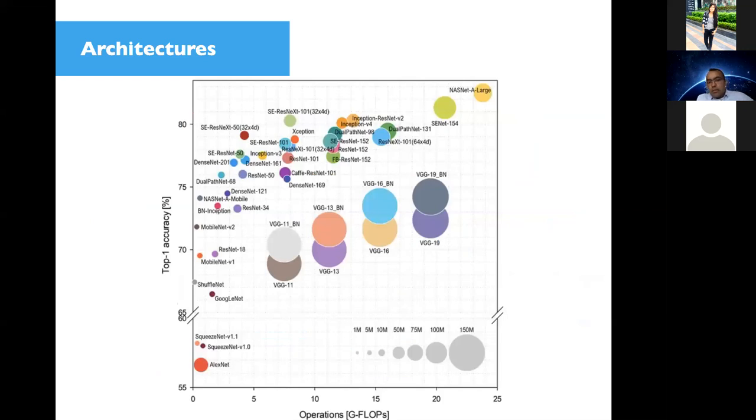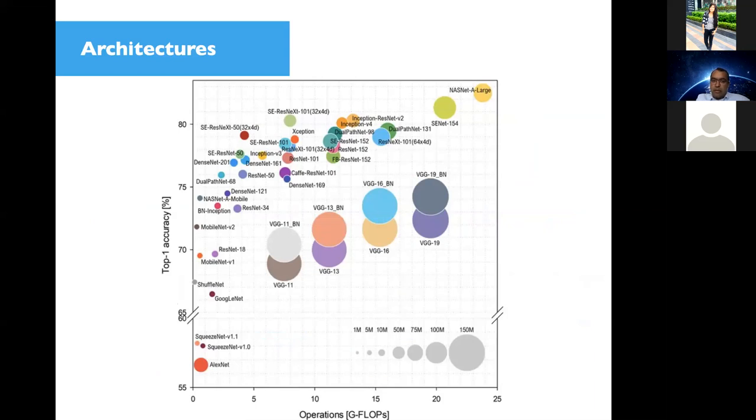In the last years, the accuracy of these networks has increased tremendously. Now in the ImageNet challenge, you can see where AlexNet is, the red dot on the bottom left, and it was just at around 60%.